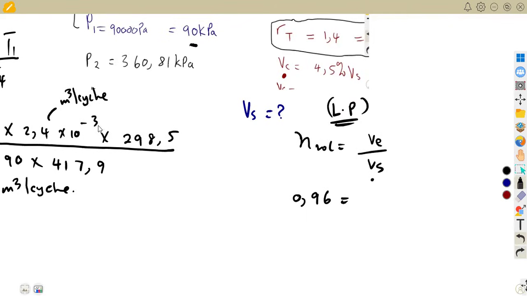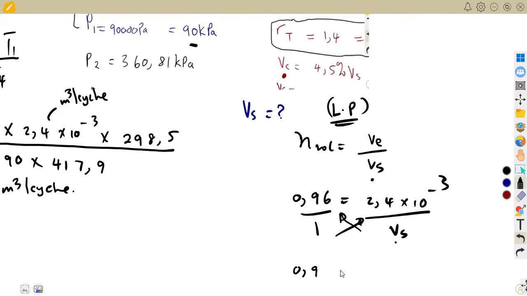We need our answer in cubic meters per cycle. So we have to use the effective volume, the one in cubic meters per cycle, the 2.4 times 10 to the exponent of -3 over the swept volume. So that's the idea there. So how can we calculate this? We can cross multiply. That's 0.96 times VS is equal to 1 times this value, that's 2.4 times 10 to the exponent of -3.